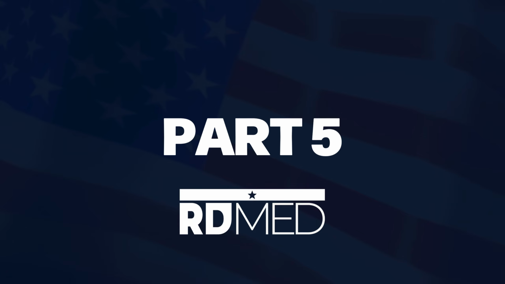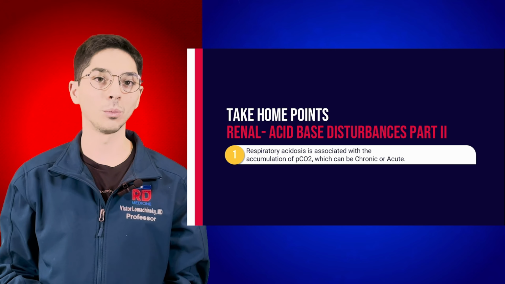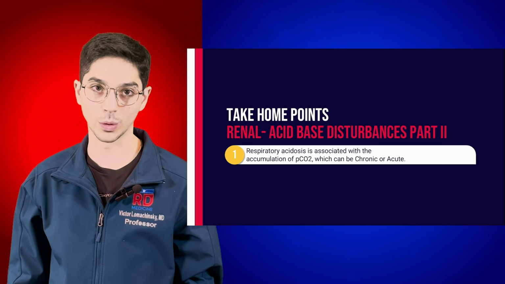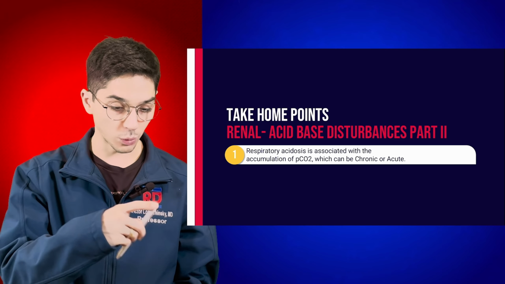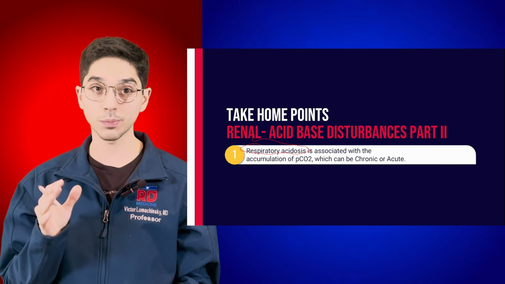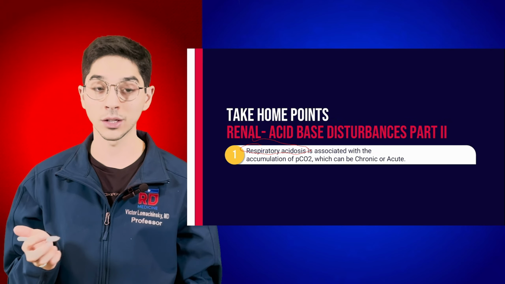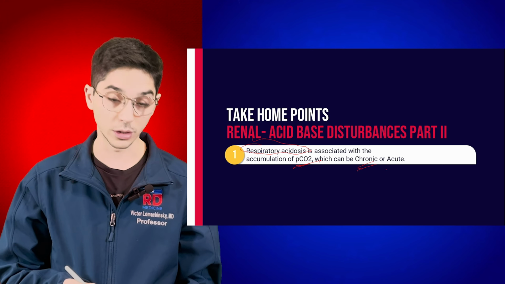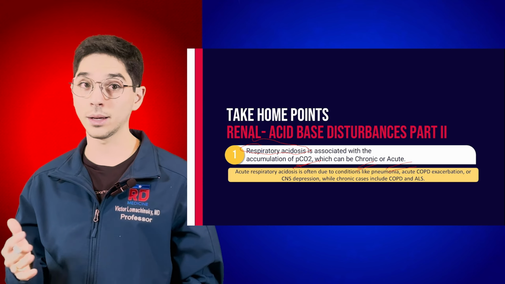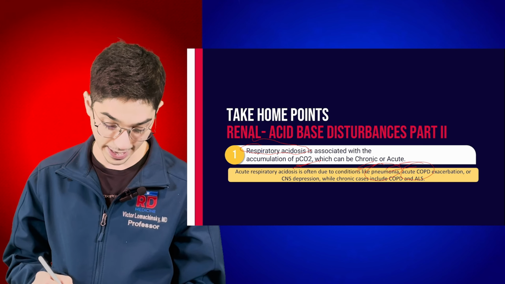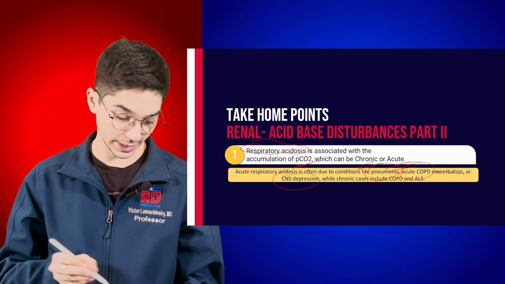Part 5. Welcome to the take-home points for part 2 of our lecture on acid-base disorders. So, for the first one, we're going to talk about respiratory acidosis. Now, respiratory acidosis is associated with the accumulation of CO2, which can happen both chronically or acutely. Important acute examples that we brought up in the lecture were pneumonia, acute COPD exacerbation, or CNS depression.